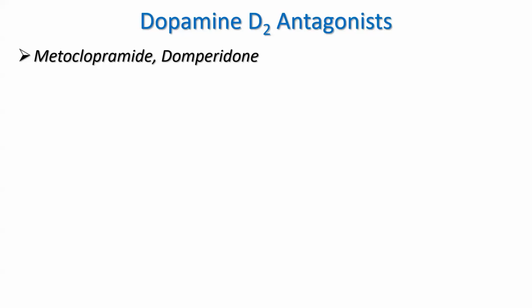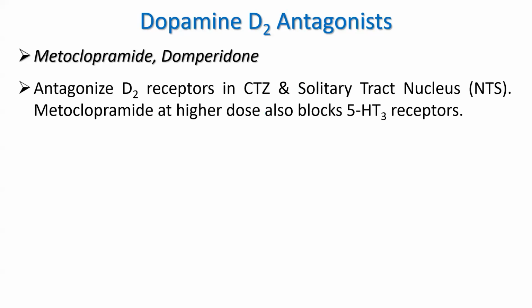Dopamine D2 receptors you saw in that figure are distributed in many places. If you block those, like in the chemoreceptor trigger zone, D2 is there. In nucleus tractus solitarius, D2 is there. So if you block those, you can block nausea and vomiting coming from various inputs. And metoclopramide is important in that sense. It's commonly used. Domperidone is more of a prokinetic agent, but it helps in nausea and vomiting as well. It antagonizes the D2 receptors in CTZ and solitary tract nucleus, NTS, because the other name is nucleus tractus solitarius.